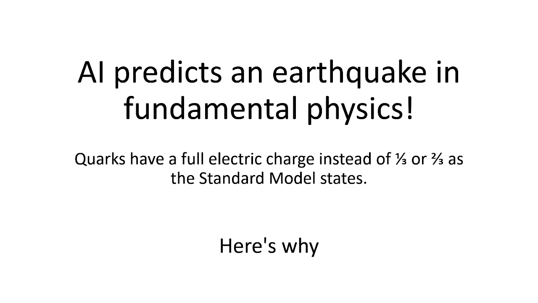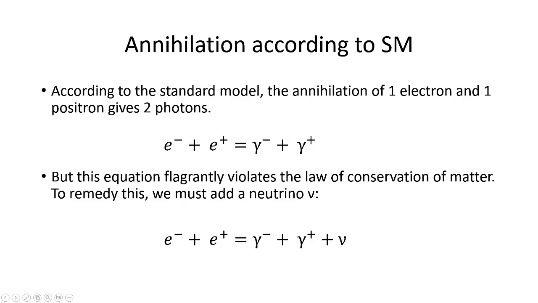AI predicts an earthquake in fundamental physics. Quarks have a full electric charge instead of one-third or two-thirds as the standard model states. Here is why. Annihilation according to SM. According to the standard model, the annihilation of an electron and a positron gives two photons.